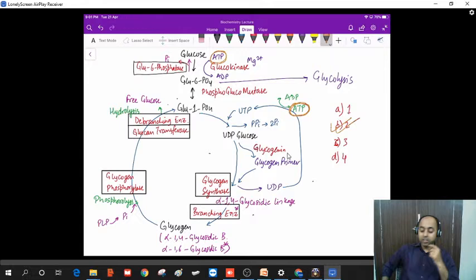Remember, the UTP is getting recycled. So it will not be counted in the energetics because we are not having a loss of UTP. UTP is getting recycled, so it has not actually been used. The correct answer will be 2 ATP required to incorporate 1 glucose into the glycogen.